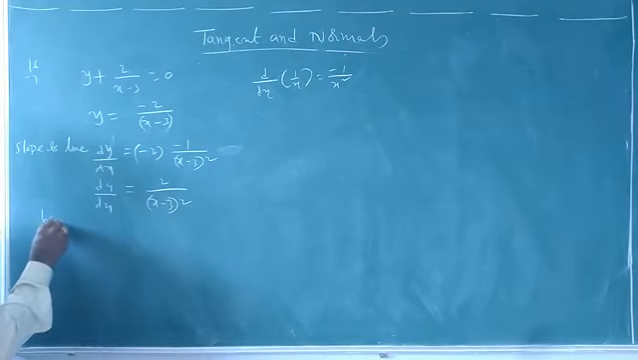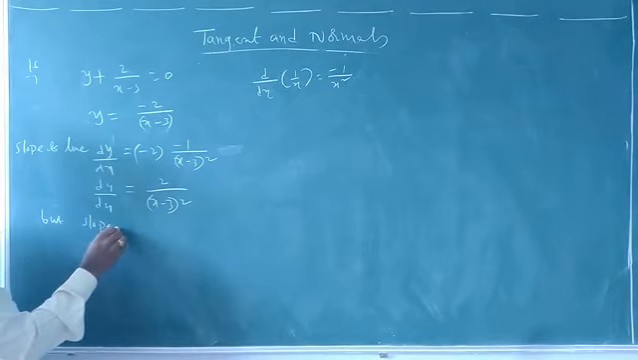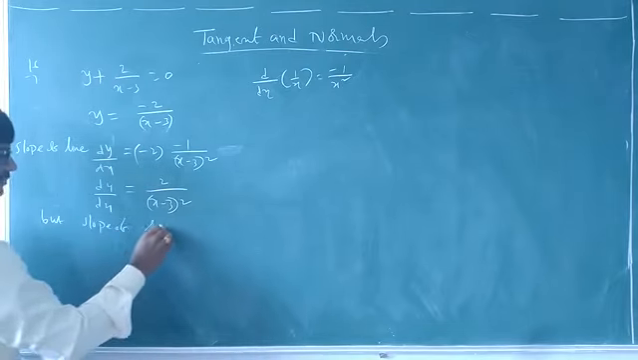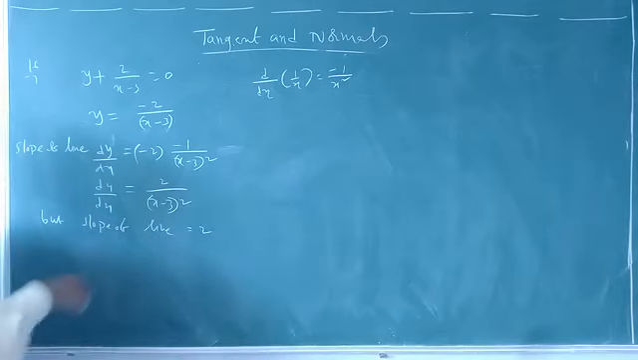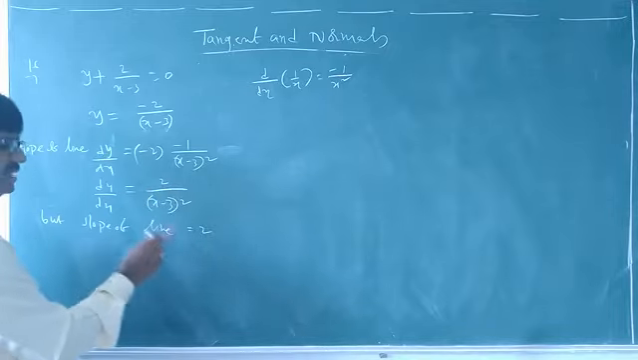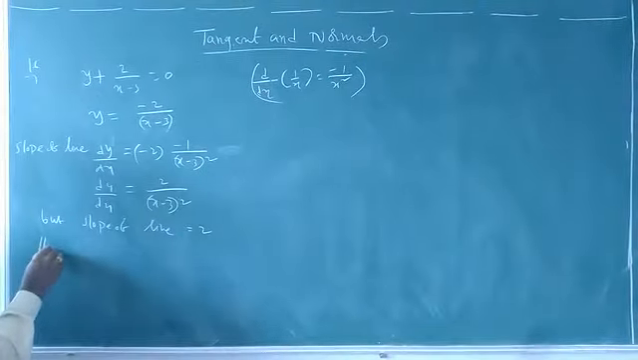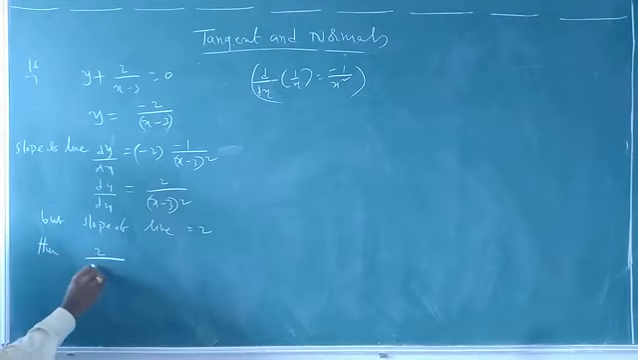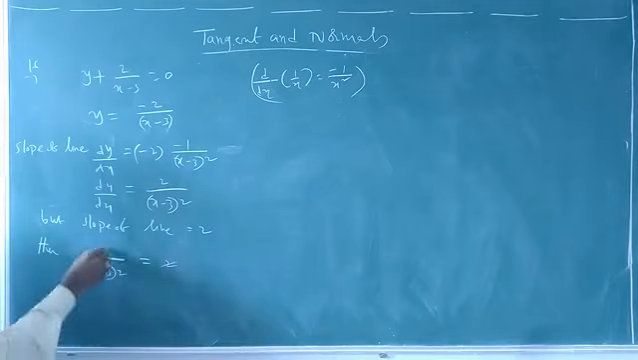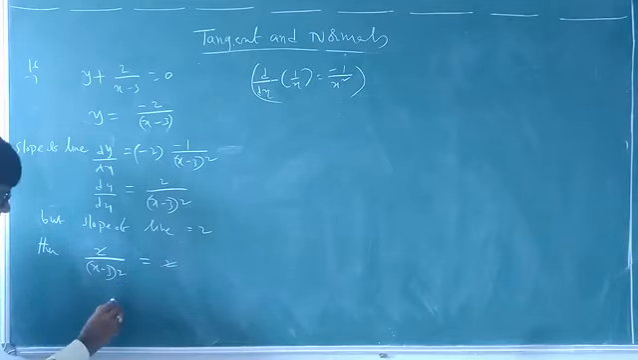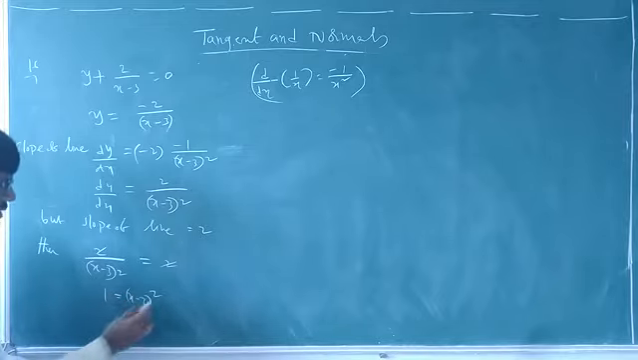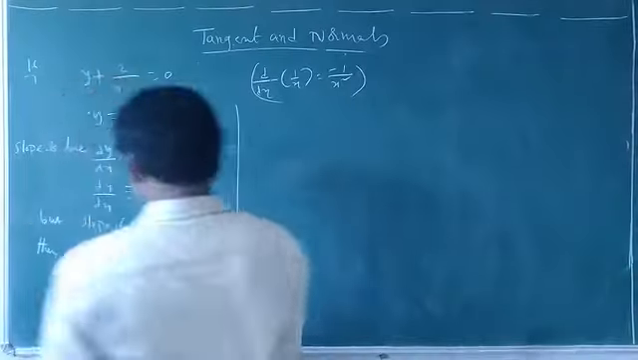But the slope of the line is equal to 2, given by the problem. What is given as the slope of the line? 2 is given, so it is also a slope. Equate them. Then 2 by (x minus 3) whole square is equal to 2. Here the 2s get cancelled and 1 will be there. Cross multiplication, so 1 is equal to (x minus 3) whole square.